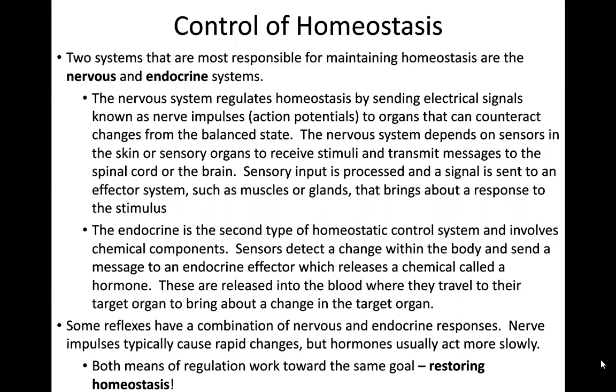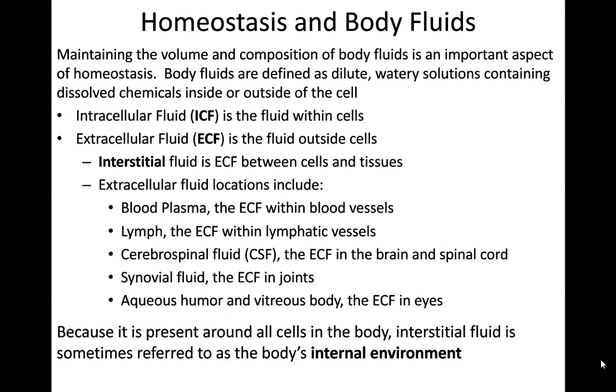The nervous system, as I mentioned, is very rapid. The endocrine system is much slower. Think of it like comparing a text message to a letter. Once you hit send on a text, it's right there on their phone, whereas if you send a letter in the mail, it takes days to get there. Regardless, both means of regulation work towards that same goal, restoring homeostasis.